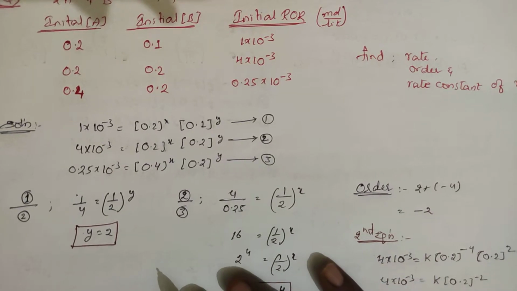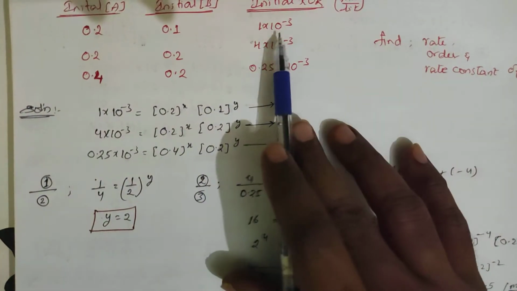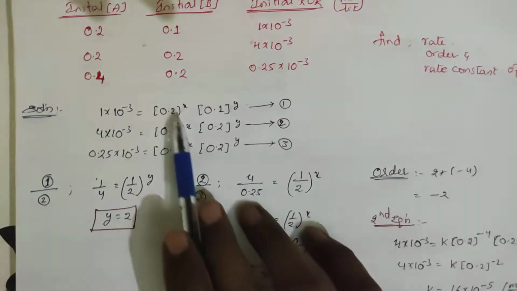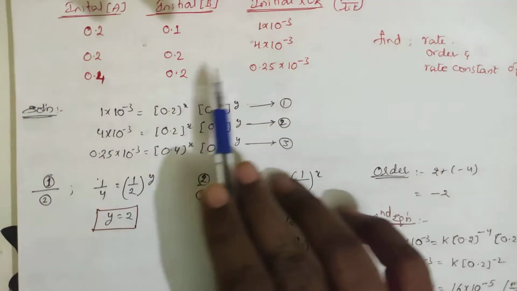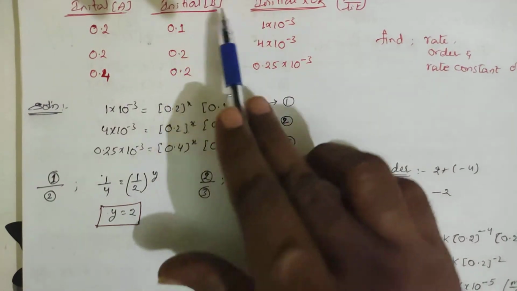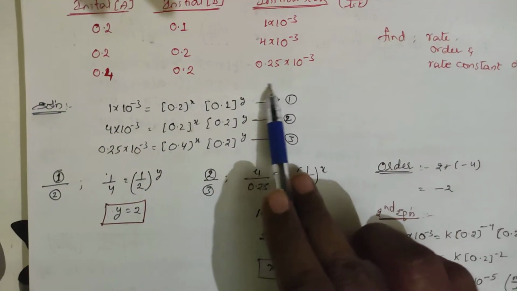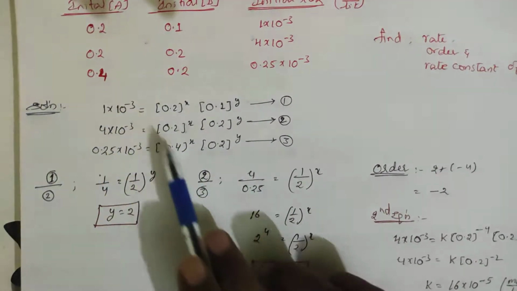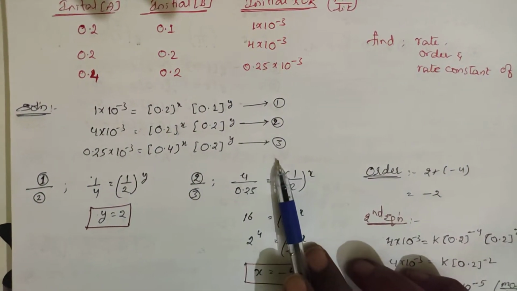1, 2, 3. So I am going to explain this. So rate is 1 into 10 power minus 3, 0.2 whole power x, 0.1 whole power y. Second equation, 4 into 10 power minus 3, 0.2 whole power x, 0.2 whole power y. Third equation, 0.25 into 10 power minus 3, 0.4 whole power x, 0.2 whole power y. So these are the three equations.